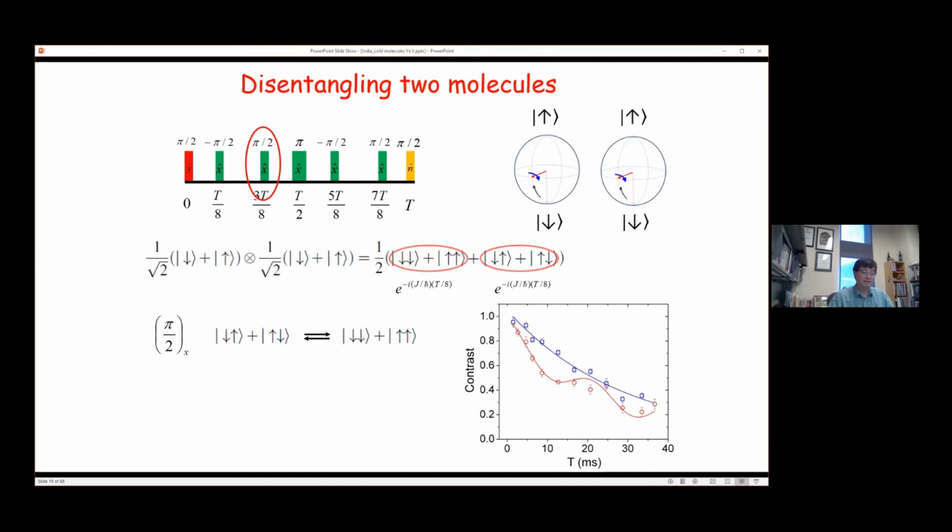Okay, I hope that you followed this. It's kind of a small trick to play, and this is a trick we actually borrowed from the nuclear magnetic resonance field, where people use multiple pulse sequences to disentangle the interactions.